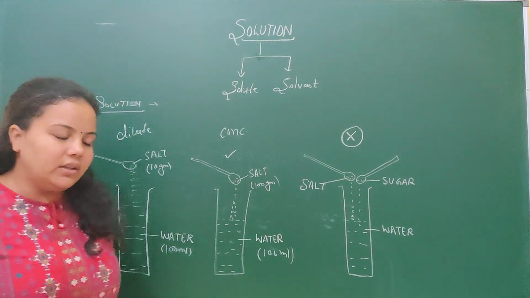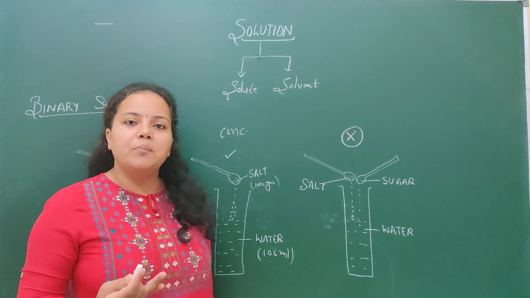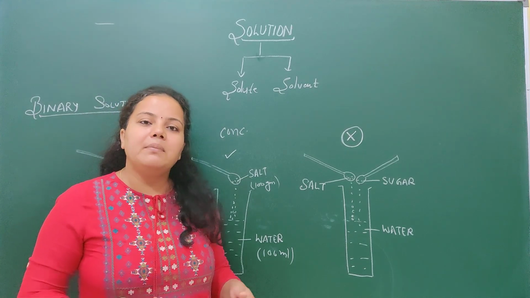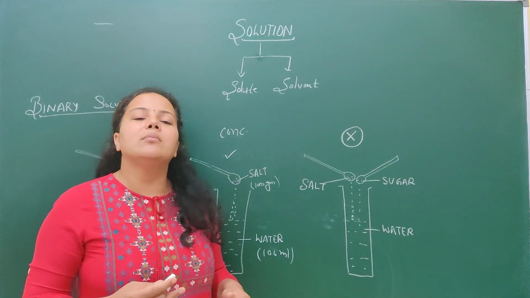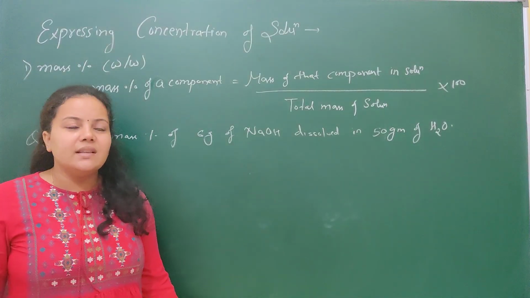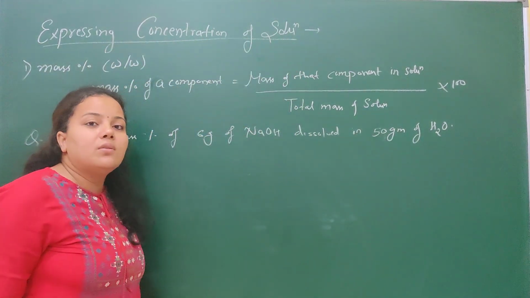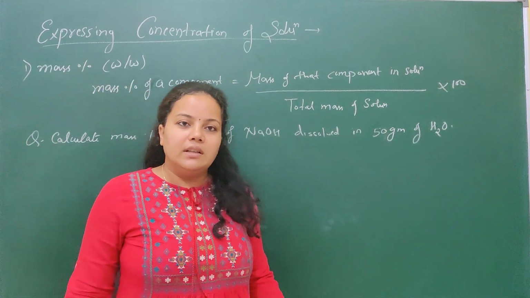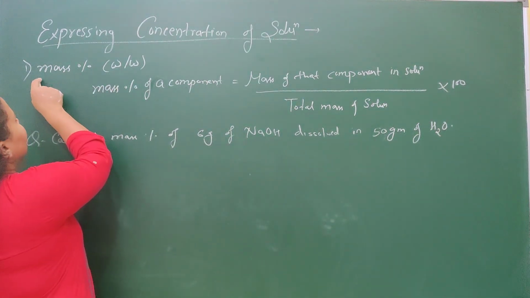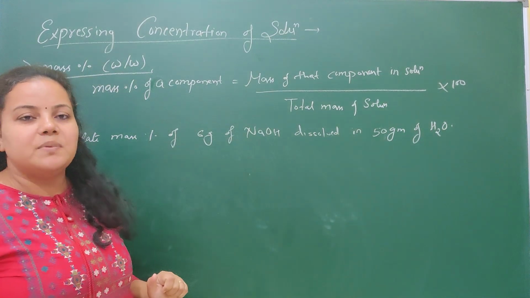Now when we go into more depth of the scientific knowledge, it is very abrupt to say which one is concentrated and which one is dilute. So there are some ways to find out the concentration of a solution. So expressing concentration of solution, we are going to see around 6 to 7 ways which express the concentration of a solution. Number one over here is mass percent, which I am representing by W, which represents the mass.